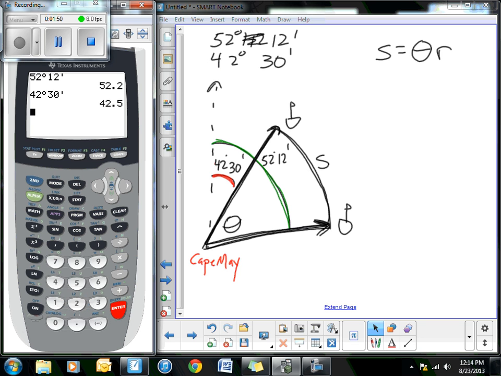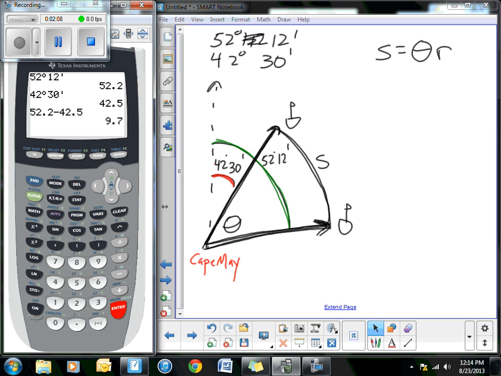I'm going to subtract the difference between the two, 52.2 minus that 42.5. So right there I've got 9.7. That is in degrees at the moment. Now, I need it not to be in degrees. I need it to be in radians in order to use that arc length formula.